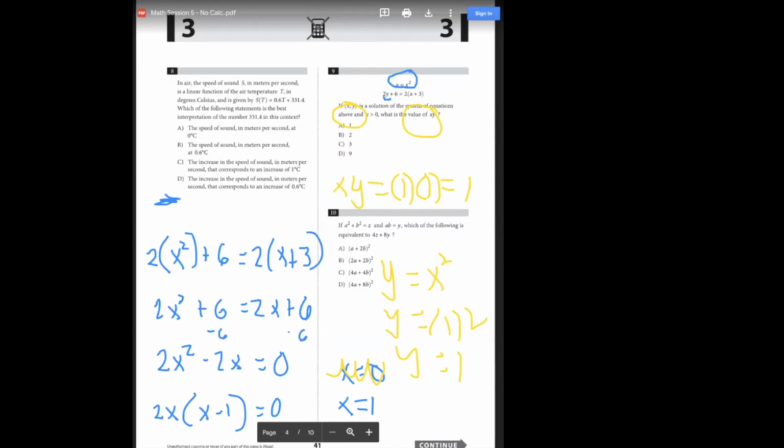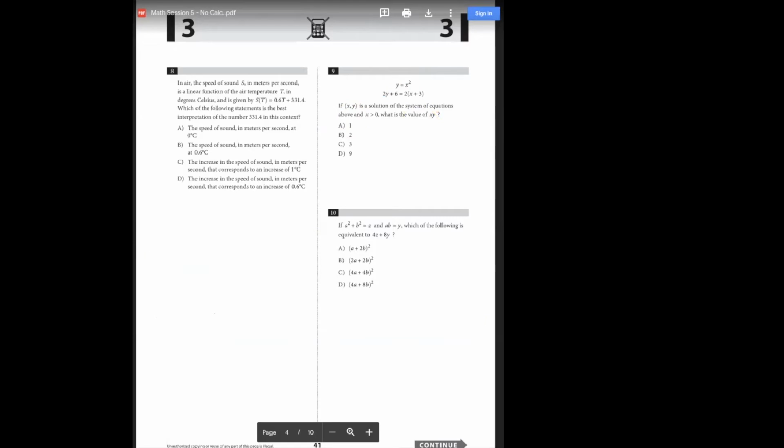So let me clear the screen, and remember that if you don't understand something that I'm doing, remember to just stop me, okay? So let's look at number 10. If a squared plus b squared is equal to z, and a times b is y, which of the following is equivalent to 4z plus 8y? So this is just another plugging in problem, in my opinion.